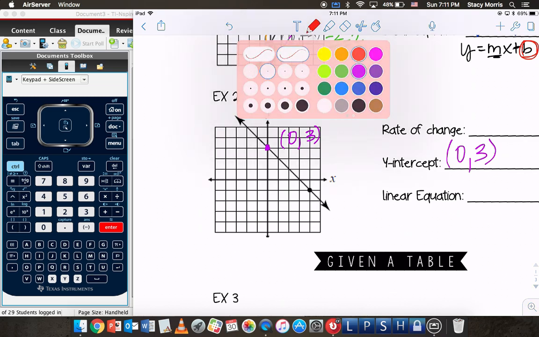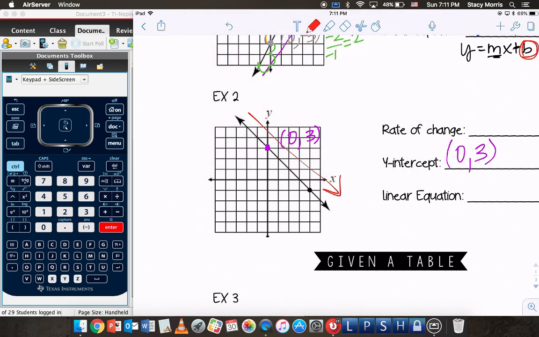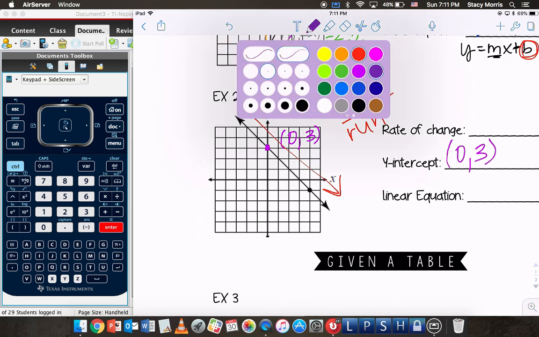Our rate of change this time is negative. This line is going down, right? From left to right, it's going down, so it is negative. So I already know my rise over my run is going to be negative. So I'm going to write that over here. Rise over run equals, I already know I have to get a negative answer. I need 2 pretty points, and they gave me 2 pretty points.